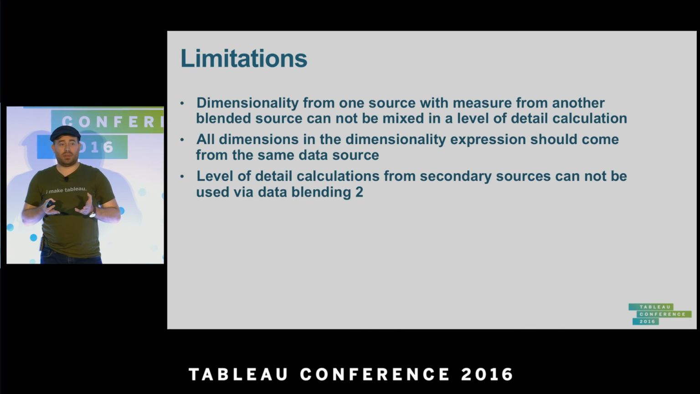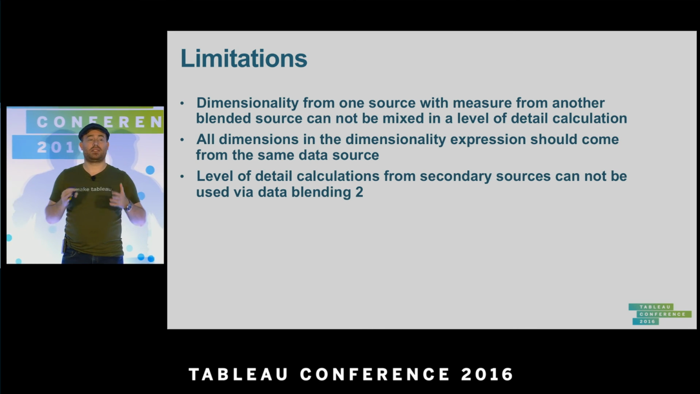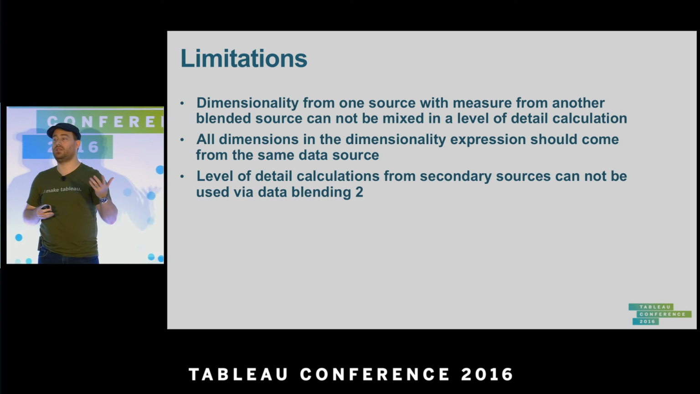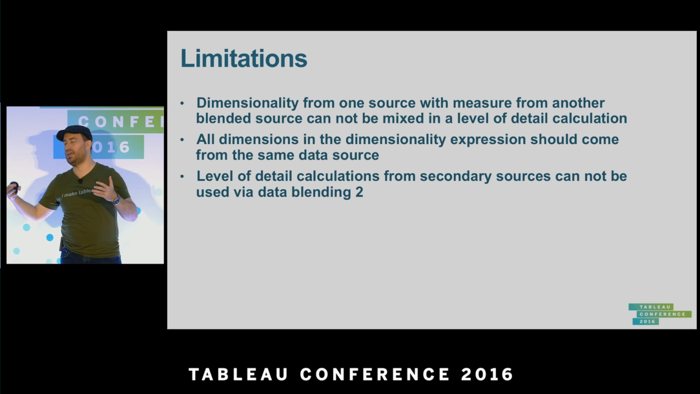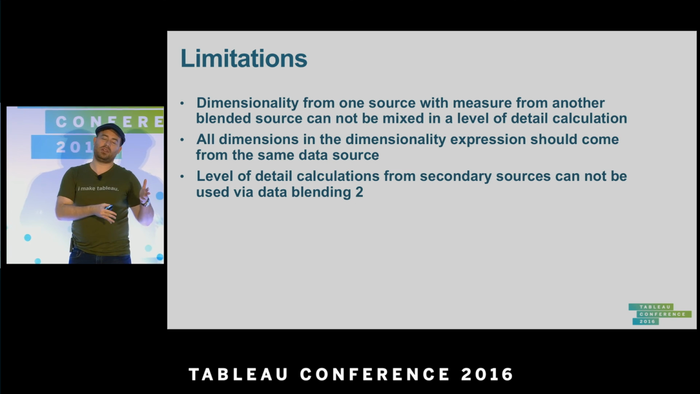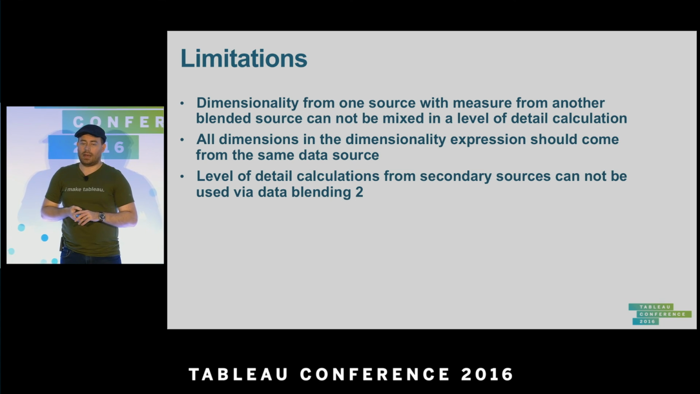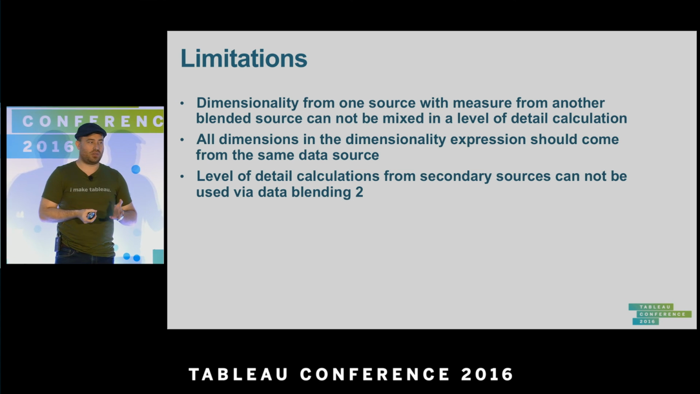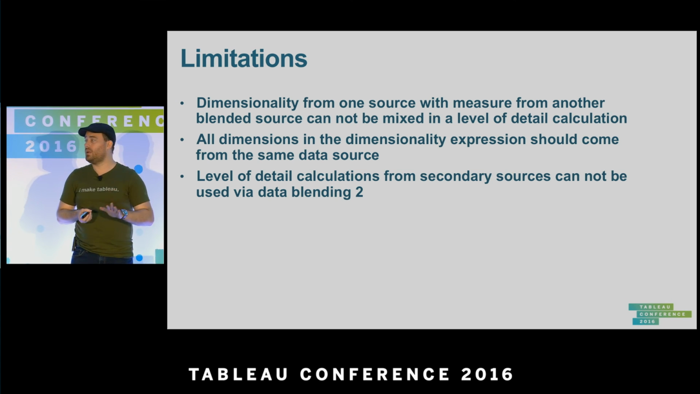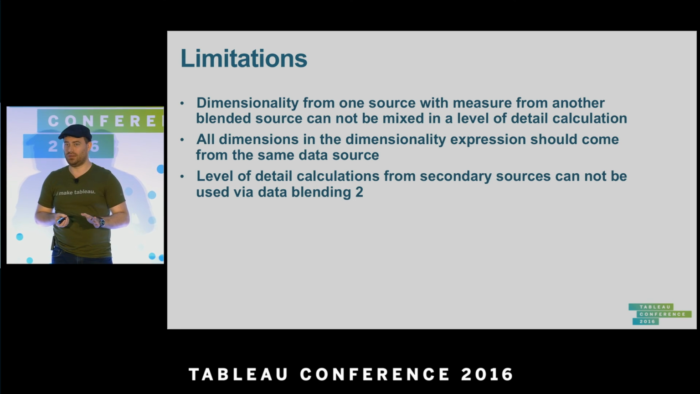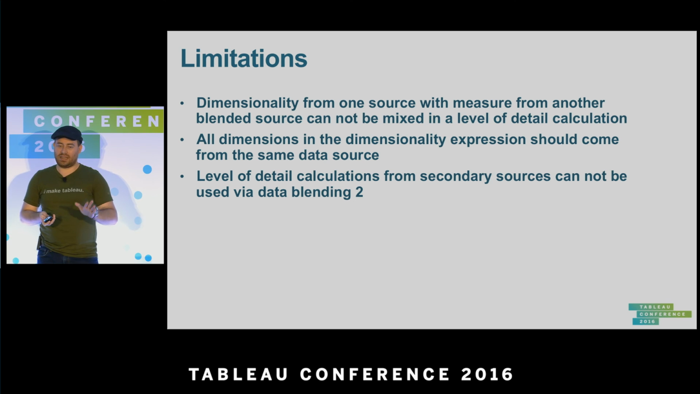And then here's the limitations about blending. You can't mix parts of an LOD expression from different data sources. You can't have a dimensionality from one source, measure from another, aggregate from another source, or one dimension from one source, another dimension from another source. And the last one is a bit confusing, so I'll show you an example. It works really well with data blending 1, but doesn't work with data blending 2. So the question is, what the heck is data blending 2?